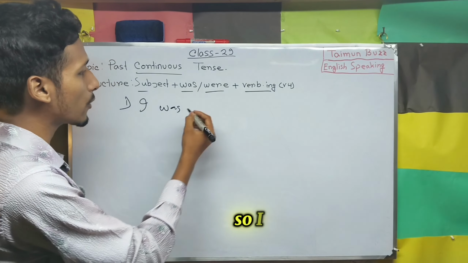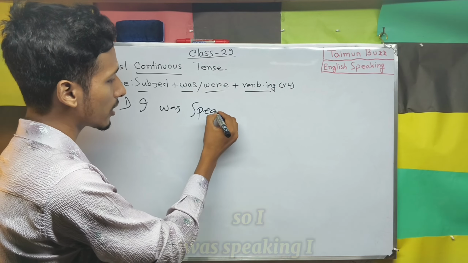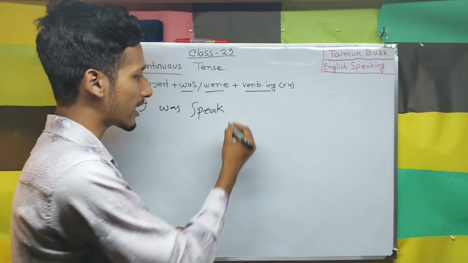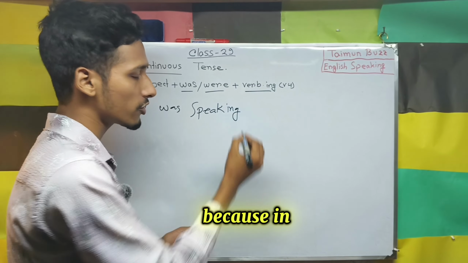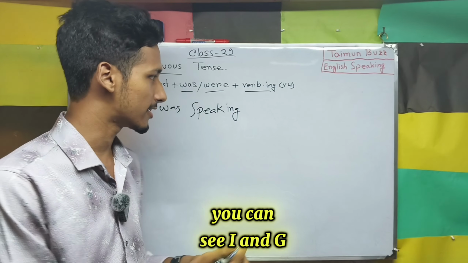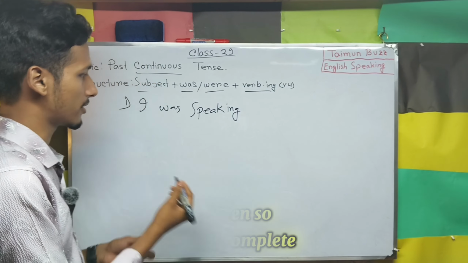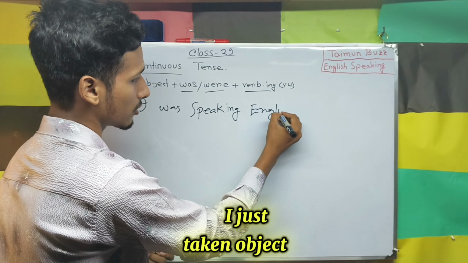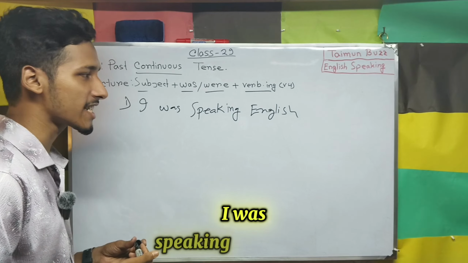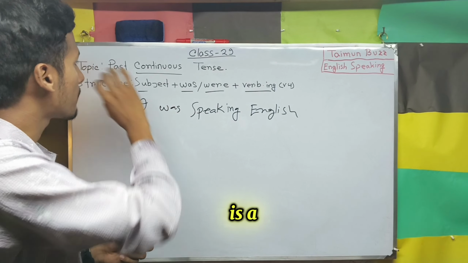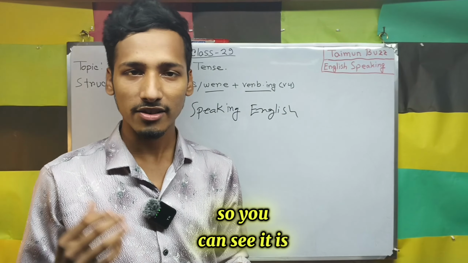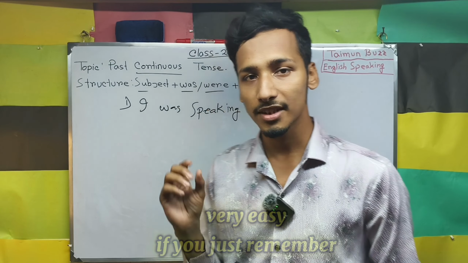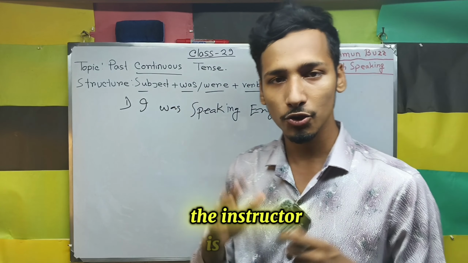Okay, so I was speaking. I was speaking. So here, speak is the verb. With speak, I will add ing because in continuous tense, always you have to add ing. Then it is complete. So I was speaking English. I just took an object. So I was speaking English. This is a past continuous tense. So you can see it is very easy if you just remember this structure. The structure is so clear.